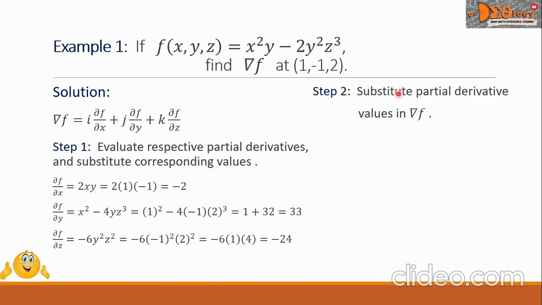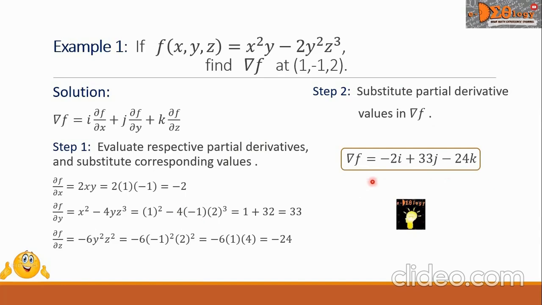Now step 2 is to substitute partial derivative values in grad f. So we have now grad f equals -2i plus 33j minus 24k. This is the final answer.